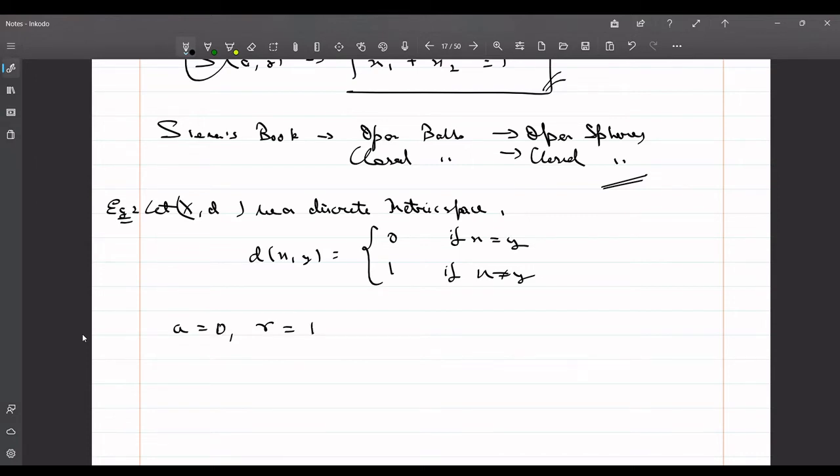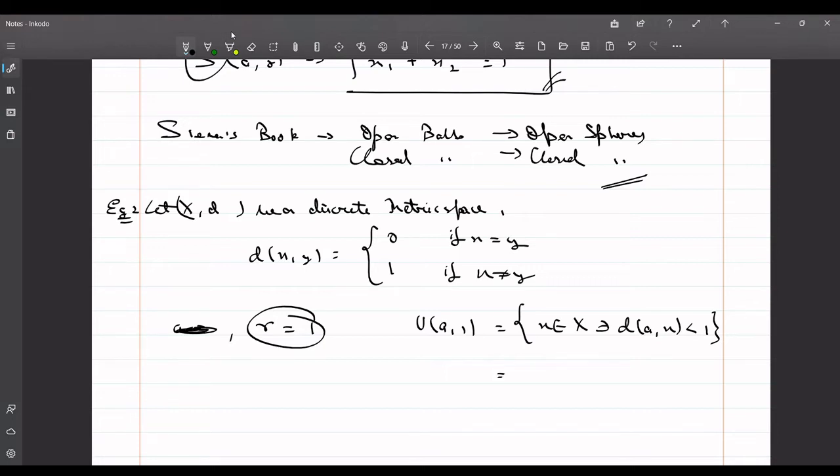That might be better. Or let us do one thing. Let us take a as an arbitrary element. Let us not fix a. So a is arbitrary. We are fixing the radius, let's say r is 1. So what is U(a, 1)? It is the set of all those elements from this discrete metric space such that the distance between a and x is less than 1. Now see, the distance between a and x can either be 0 or 1. So if it is less than 1, then it can only be 0. And when is this possible? If a is equal to x. So the elements in this open ball form basically the singleton set.